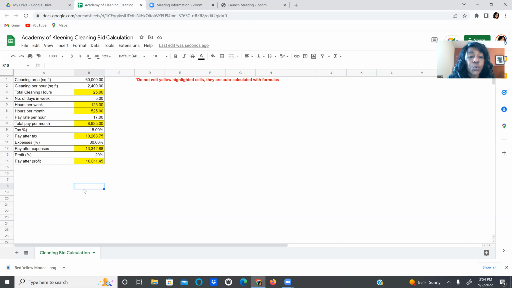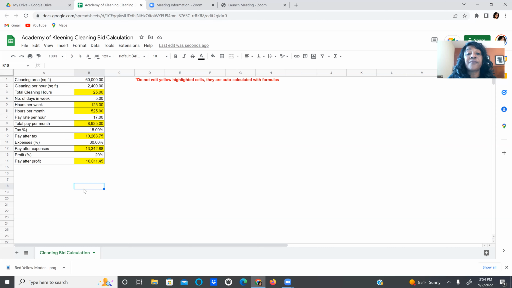That gives me the total hours. And then I put in the number of days, which I put in 5. Then it lets me know what it is by the week, by the month. I put in my pay rate, and then I put in what that's going to bring me up for the month. So I know that before I pay any taxes, I'm looking at $8,925.